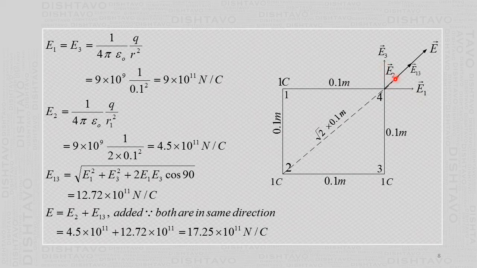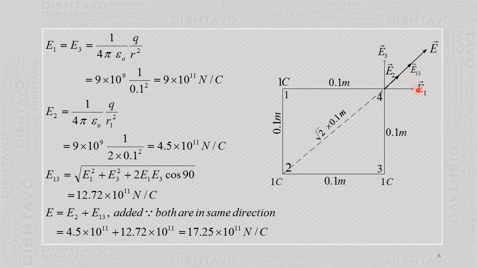Now we have to find the resultant of these three. We cannot find the resultant of 3 vectors at a time; we can find the resultant of 2 vectors at a time. So first we will find the resultant of E1 and E3, which I will call E13. Since vector E1 and vector E3 are equal in magnitude, the resultant will lie exactly in between, making 45 degrees to each one of them.